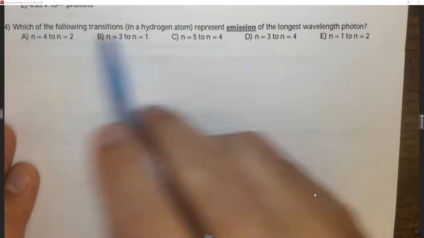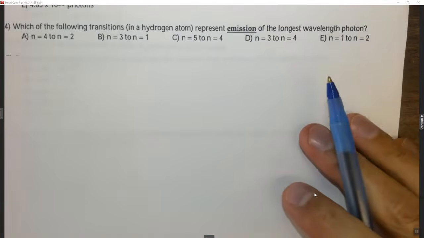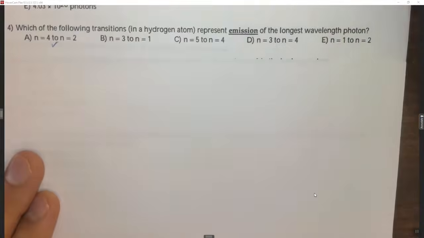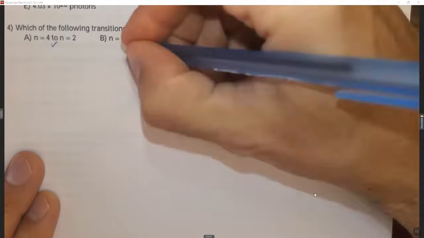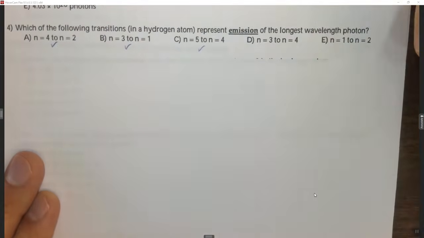So I'm going to break this problem up into parts. The first thing I'm going to do is find all the ones that are emissions. So we have a higher energy level to a lower energy level. If you look here, 4 to 2 is an emission. It's at a higher energy level and it falls to a lower one. So this is a possible answer. 3 to 1 is an emission. 5 to 4 is an emission.